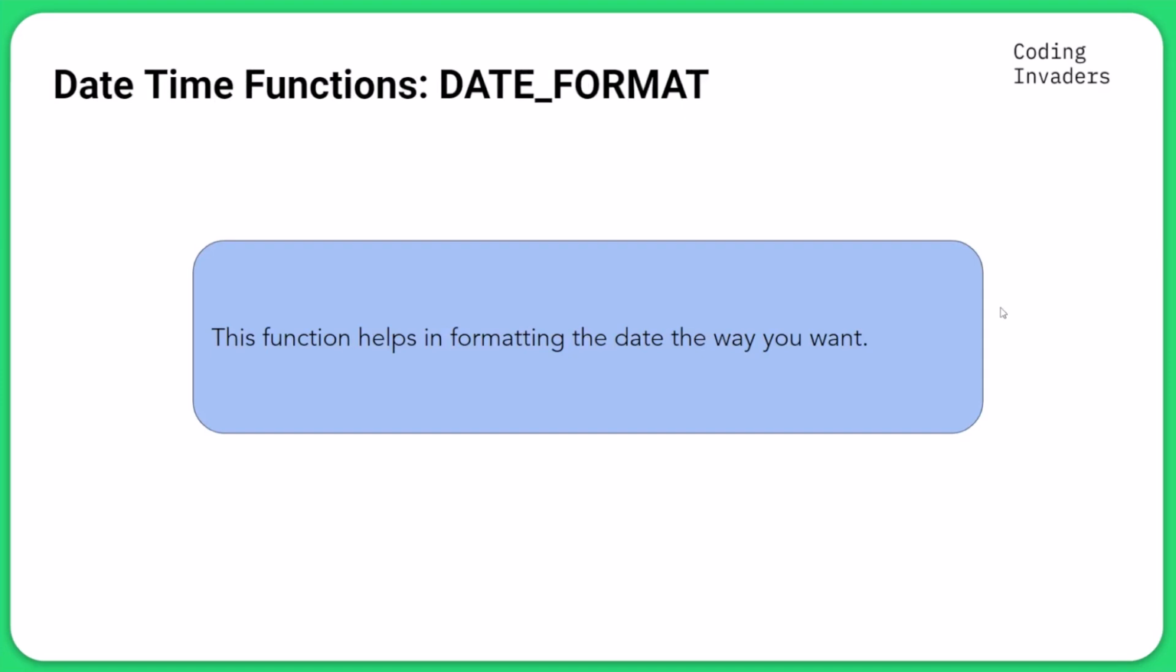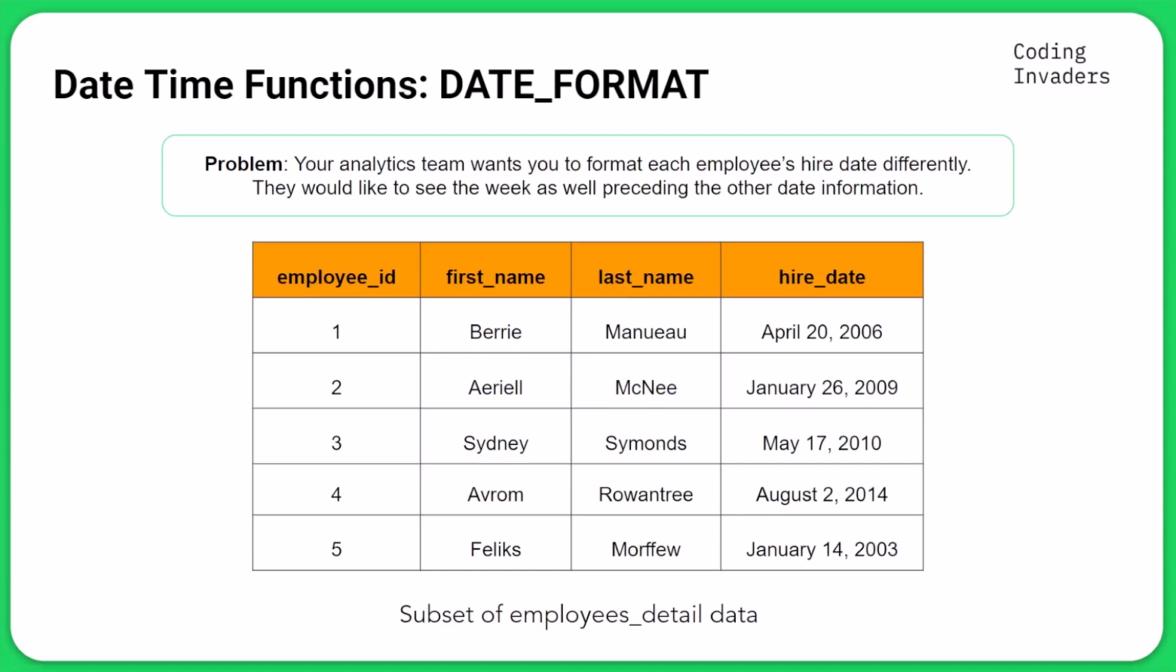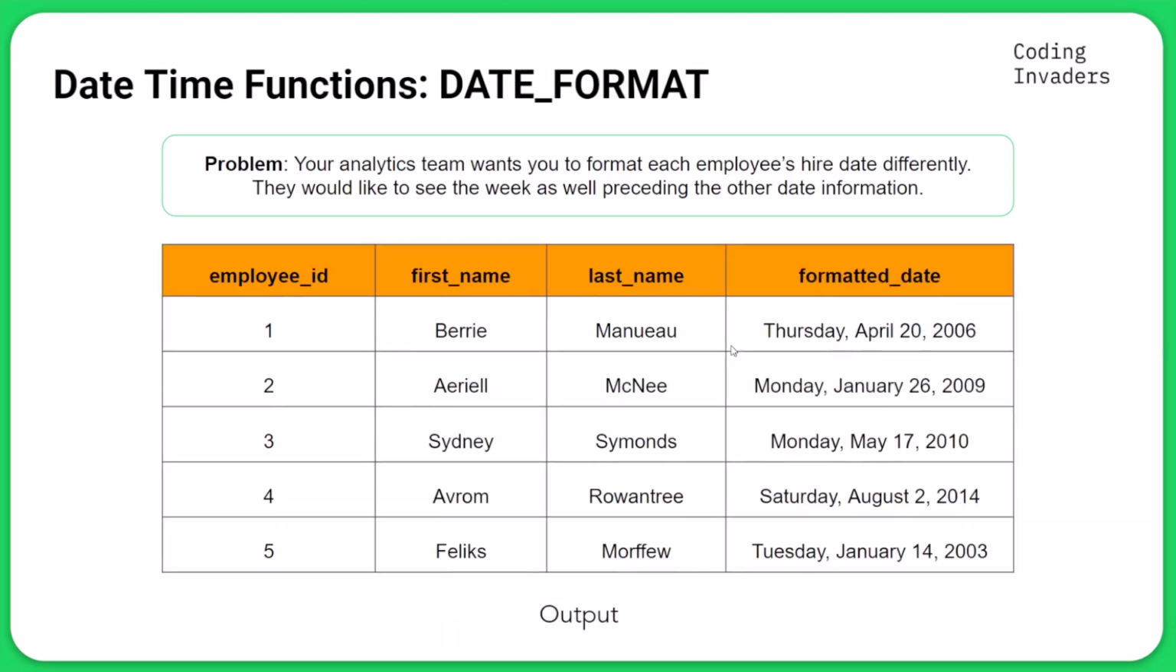So this function helps in formatting the date the way we want. Let's understand this with the help of an example. So let's say your analytics team want you to format each employee's hire date differently. They would like to see the weekday also, as well as the preceding other date information that we are seeing here. So essentially, before the date, we want to see weekday also, just like this.